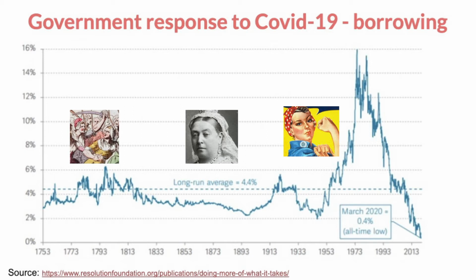And the reason why this isn't really an issue is that the cost of that is at an all-time low. Interest rates are at 0.4%, and this graph shows interest rates over time and shows that it's much lower than it's been historically. And the reason for that is to do with monetary bank operations.